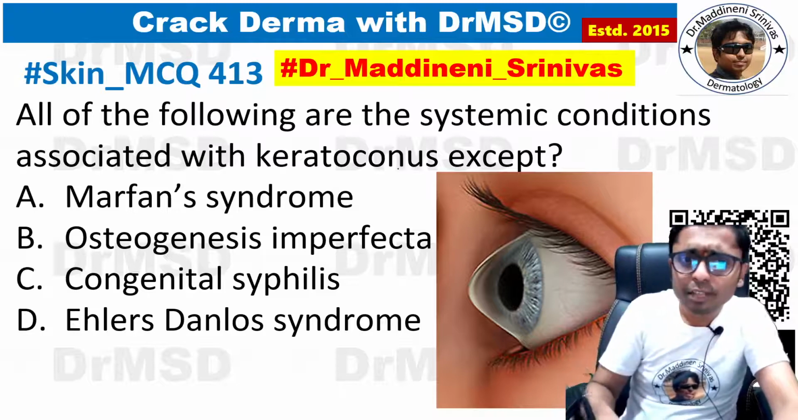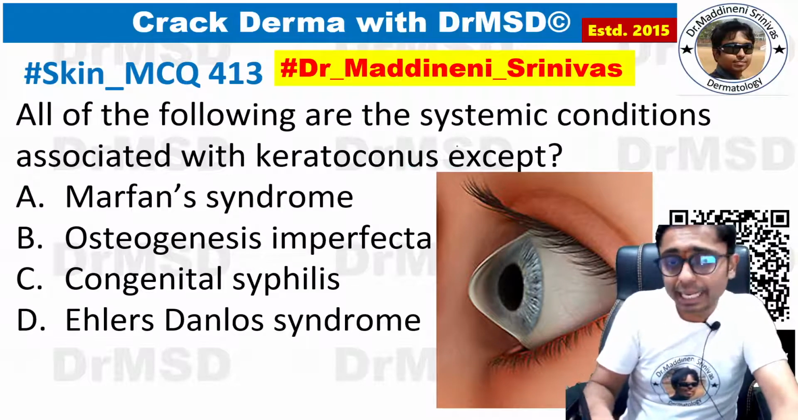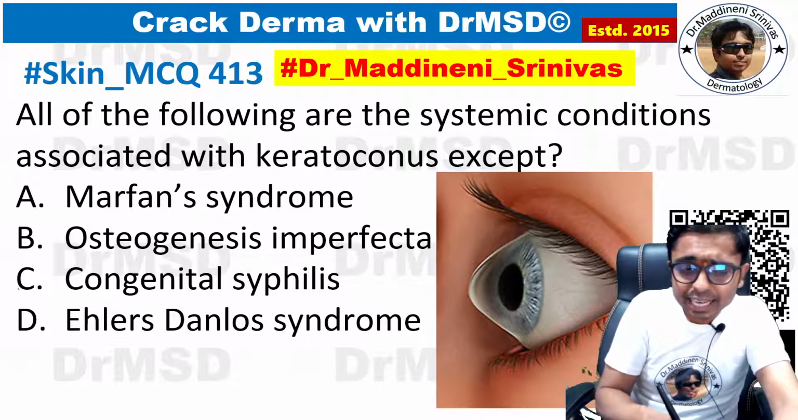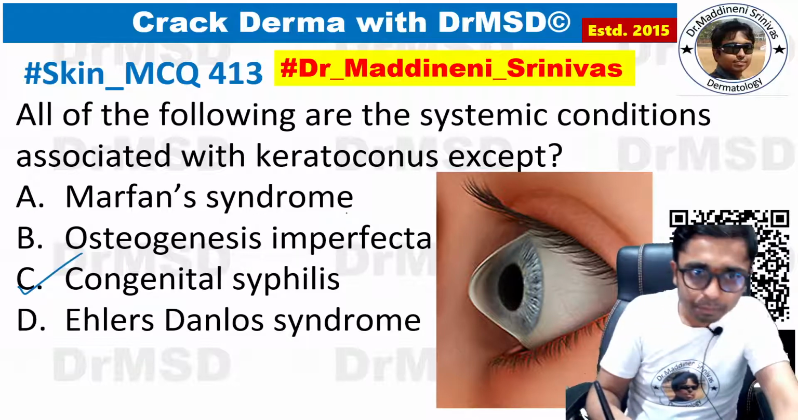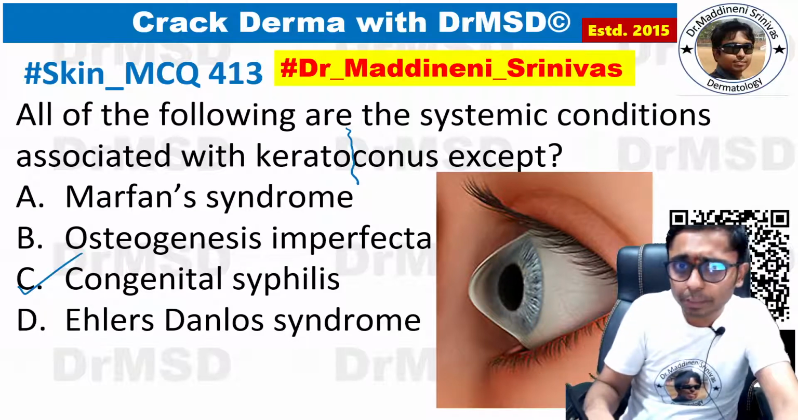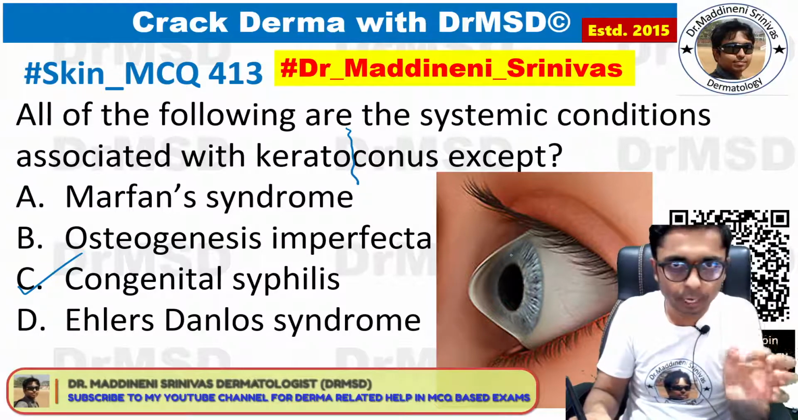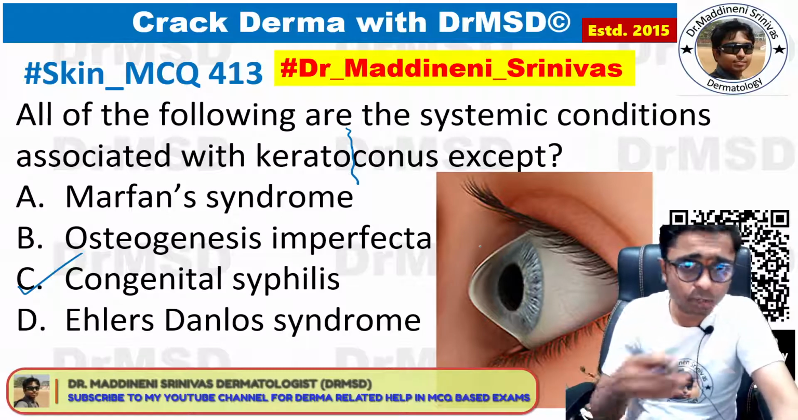Today's MCQ: all of the following are systemic conditions which are associated with keratoconus except. So if you have marked the answer as congenital syphilis, awesome, you are absolutely correct. So basically in keratoconus, the cornea is going to become cone shaped because of the stromal thinning of the cornea. So that is related to ophthalmology.